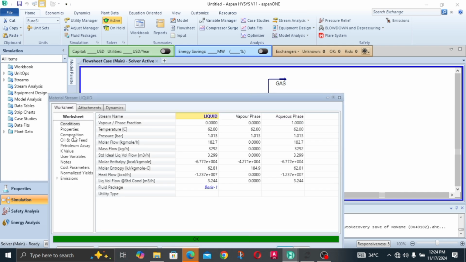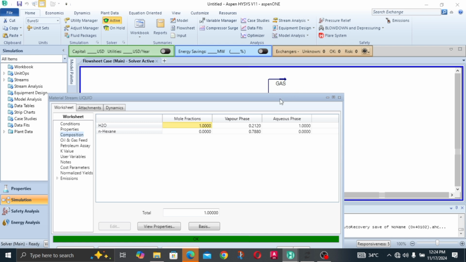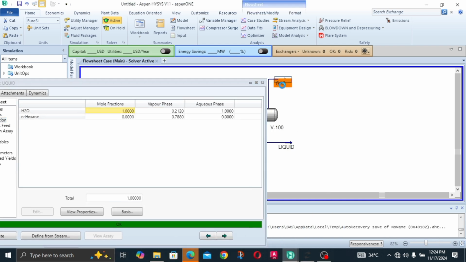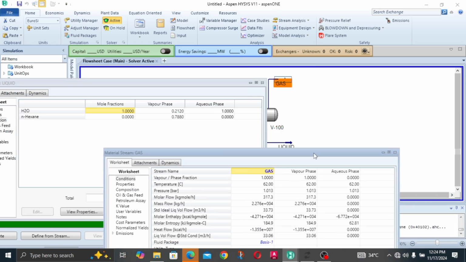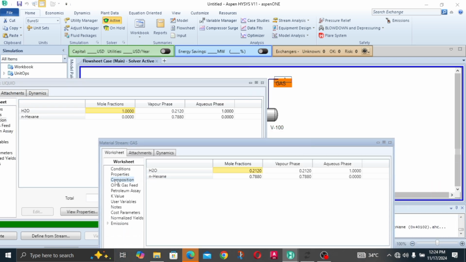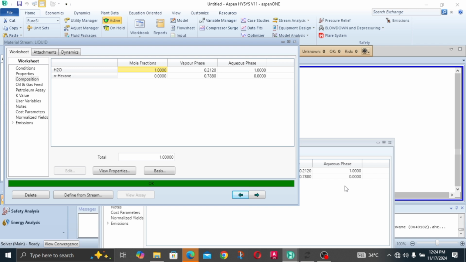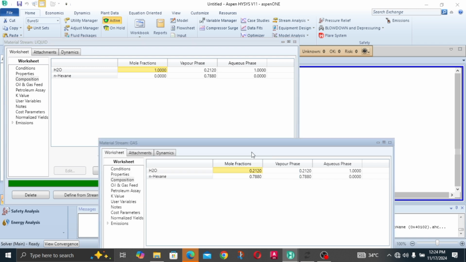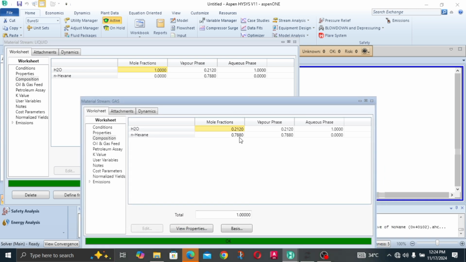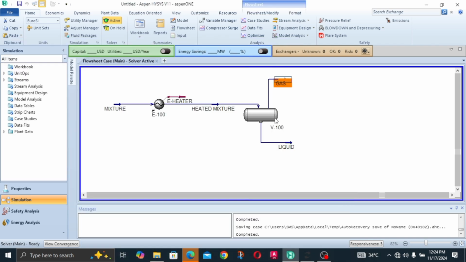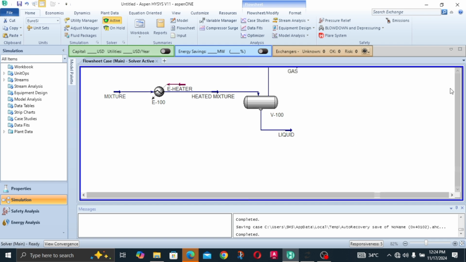And if we check, we would see that our composition is still the same. Nothing changes in Aspen Hysys. When you use the vertical or horizontal separator, it's all the same thing. In real life applications, we use the vertical for a mixture that has more gases and the horizontal for a mixture that has more liquids. So as you can see, we still have the same 78.8% and 21.1% of our hexane and H2O respectively in the horizontal separator, the same thing we had when we were using the vertical separator. So it doesn't make much of a difference. This is basically it.